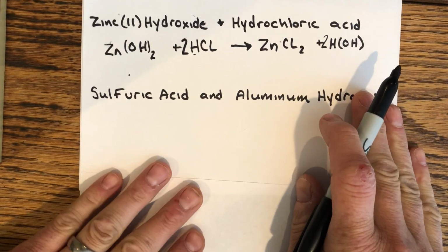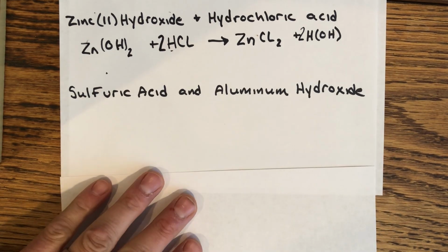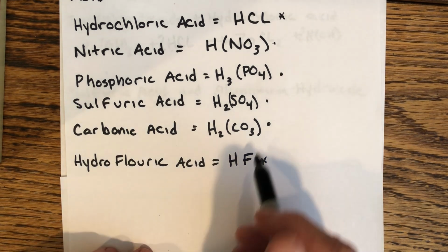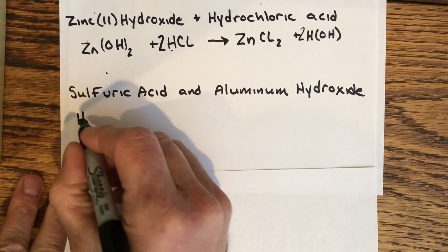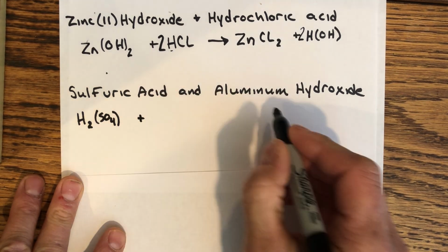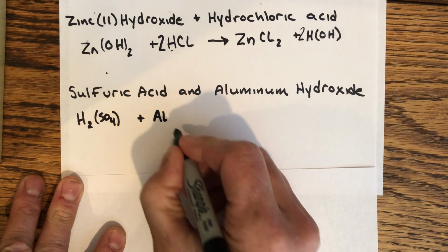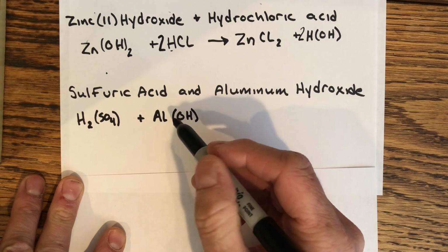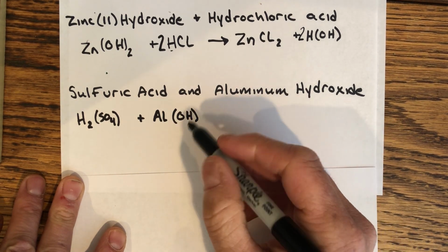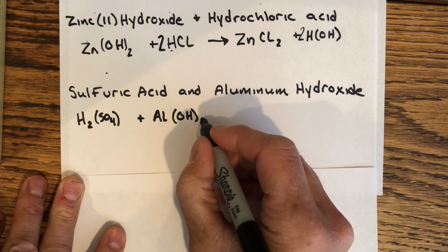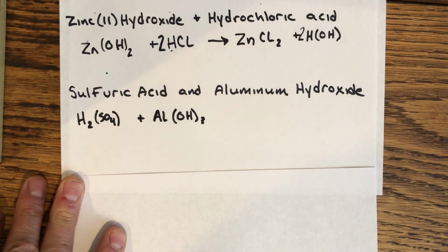Let's do another one. Sulfuric acid and aluminum hydroxide. So we'll go to our list here and look for the sulfuric acid formula. There it is, H2SO4. So let's write these formulas here, H2SO4, and we're going to react that with aluminum hydroxide. That's aluminum and hydroxide, OH. Now remember that aluminum is in the +3 category on the periodic table. It's got a +3 oxidation state compared to hydroxide's -1, which means we subscript the hydroxide with a 3.